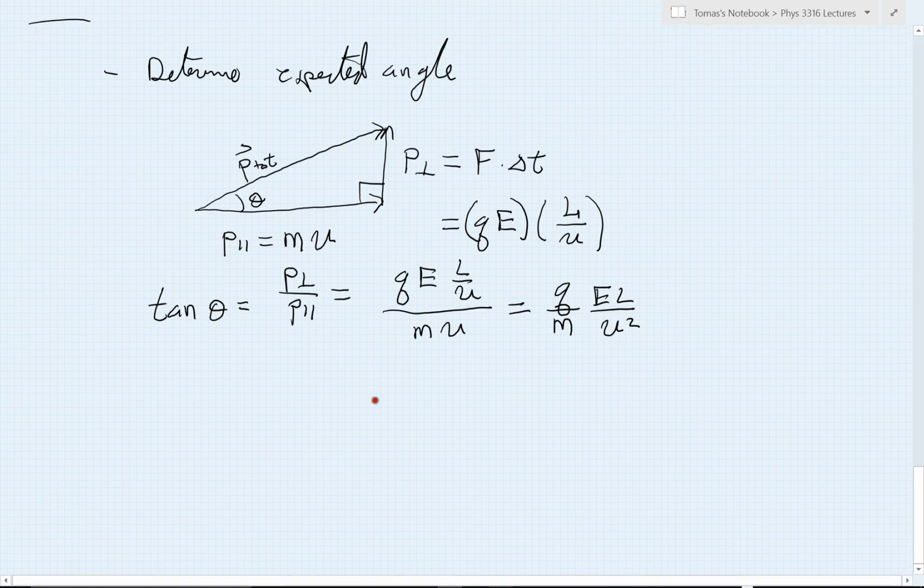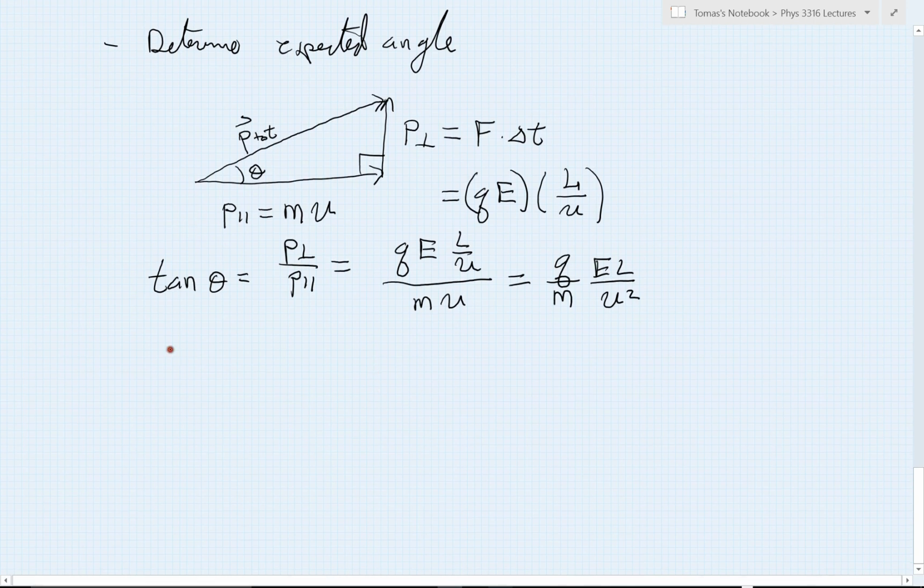So finally then, I can solve for something interesting about these cathode rays. We know their charge to mass ratio, and I can solve for that by just dividing both sides by my remaining factor, which gives me v squared over EL times the tangent of the angle theta, which then relates the charge to mass ratio to all quantities which we can determine experimentally.